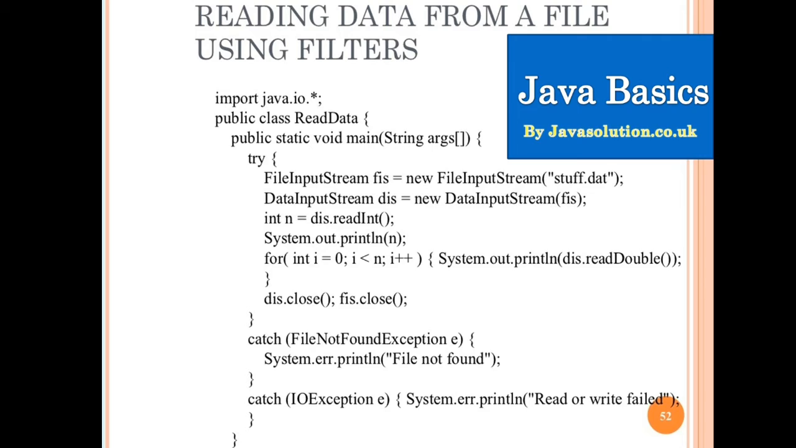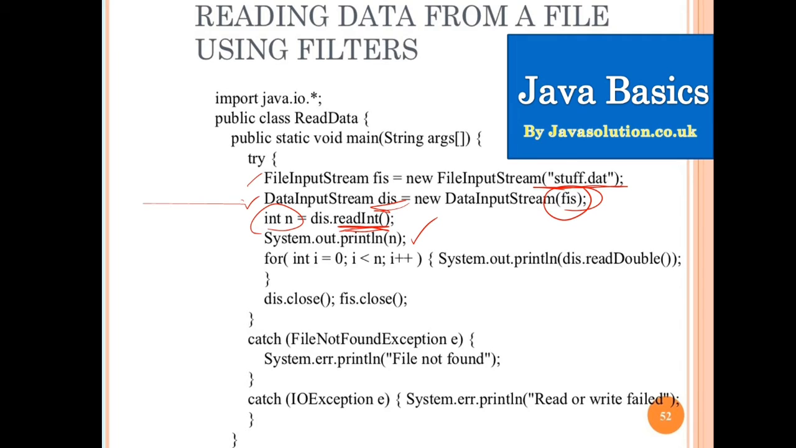Reading data from a file using filters is again very simple. You need to define one file input stream and associate a file with it, right? And then you need to use a filter, the data input stream. That data input stream will take the file input stream. It will be like a wrapper class, and then you say I only want to read an integer from that filter. So it will say read int, and assign that int to n.